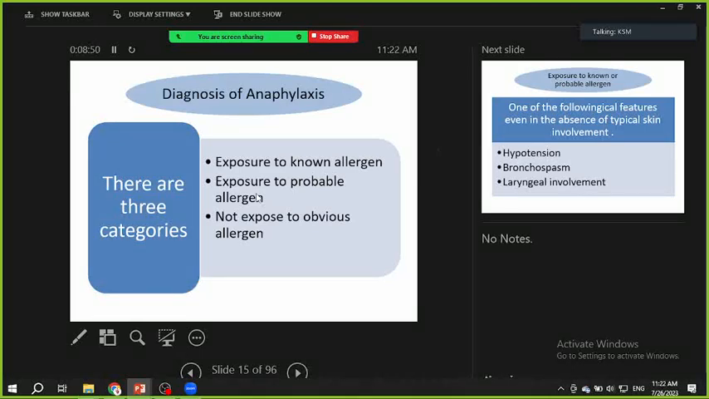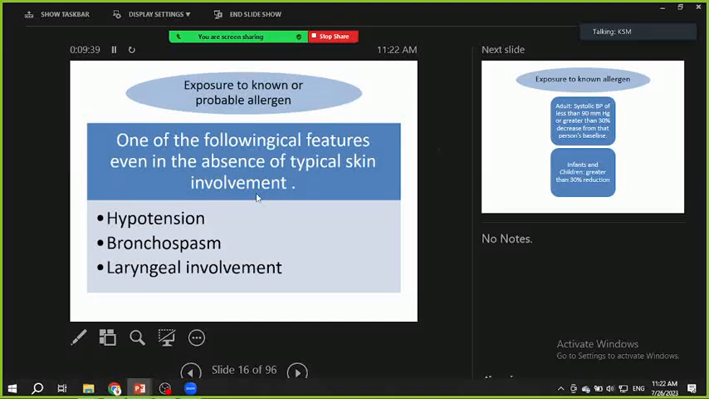Right. Now there are three categories of patients coming to you. One, exposure to a known allergen. Two, exposure to a probable allergen. Third, not exposed to an obvious allergen. Exposed to a known allergen: the patients come to you and say, doctor, I'm allergic to peanut or beef or mutton, so I have accidentally taken them, and I developed these features. So that is exposure to a known allergen. Exposed to a probable allergen: sometimes they say I have no allergies, but I have taken a meal from outside, which is a bit strange to me. So the patient can come with features of syncope or hypotension. That is a probable allergy. And not exposed to an obvious allergen: some patients come to you with no history of allergies, no history of exposure to allergens. Those patients are very difficult to diagnose. But there are criteria for us to diagnose.